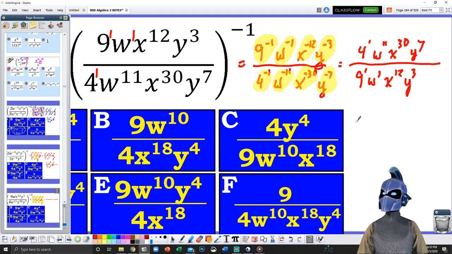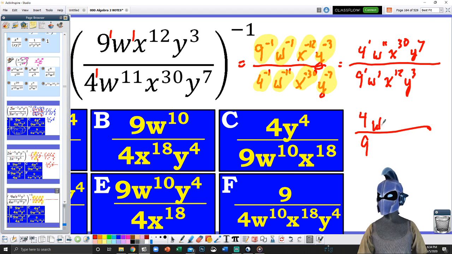Whew. All right. 4 to the first power we know is 4. 9 to the first power is 9. We're going to subtract our W's because they're top to bottom. The big number was on top, so my W will stay on top. I did 11 minus 1 to get 10. I've got 30 and 12. My bigger number is on top, so my X stays on top, and that gives me 18 when I subtract 30 and 12. Next, I have 7 and 3. Man, it looks like all of them stay on top because the bigger number was on top for all of them. 7 minus 3 is 4.